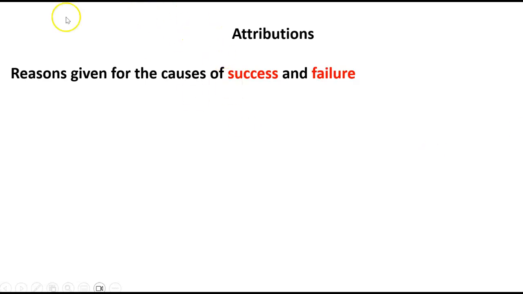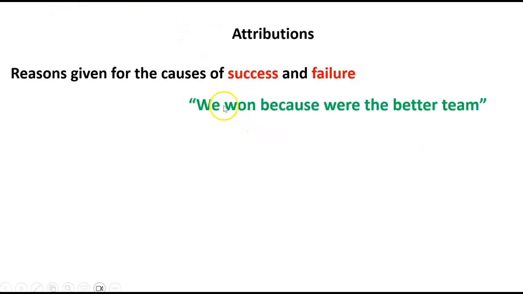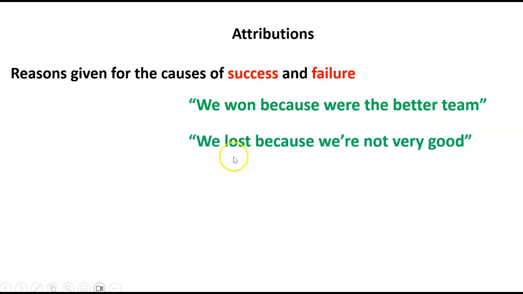A couple of examples, just so we can see this in action linked to sport. A sports team might have won, and they might attribute the reason for them winning to the fact that they were the better team. Or they might lose, and they might attribute that failure to the fact that they're not very good. Now, that is what happens. You win, you say it's because we're good at something. We lost because we're not very good at something.